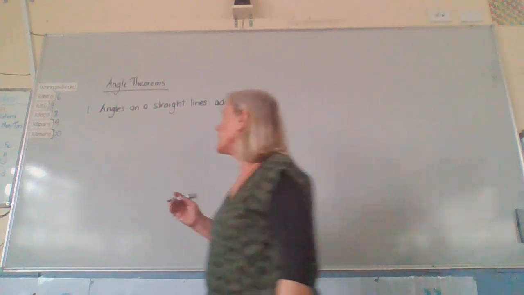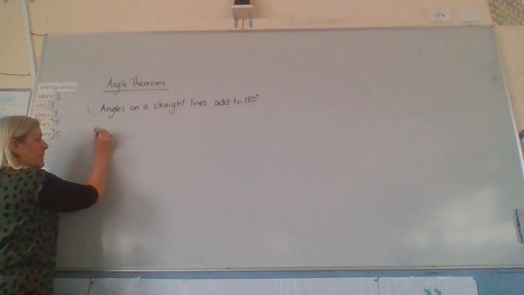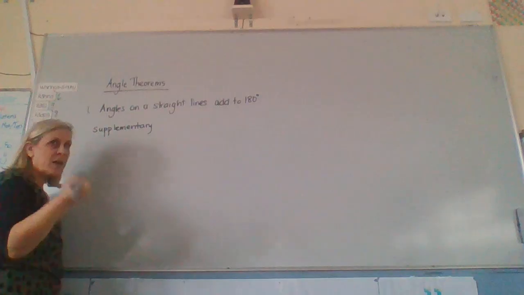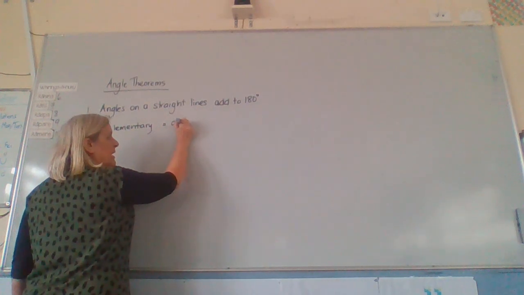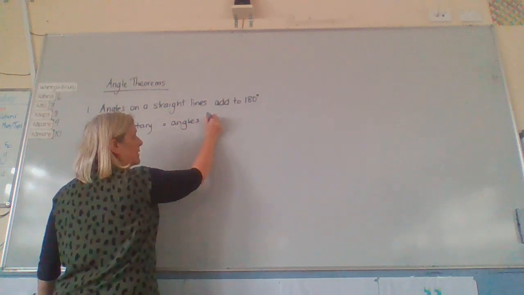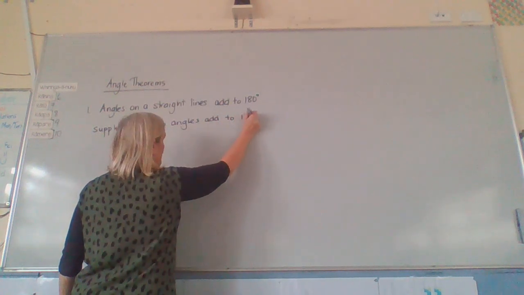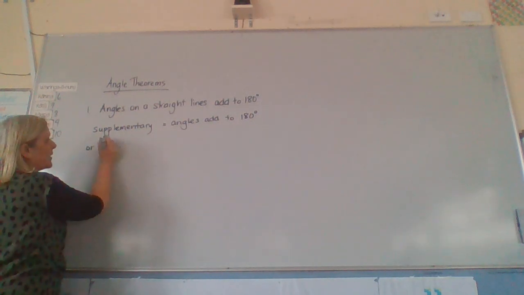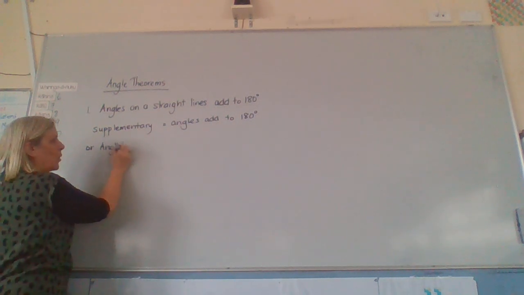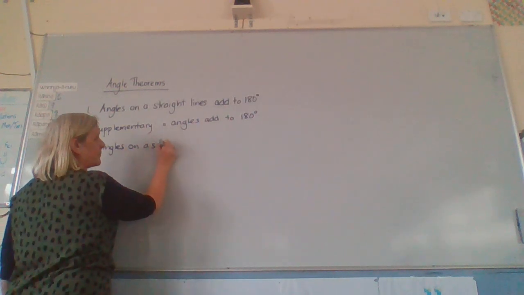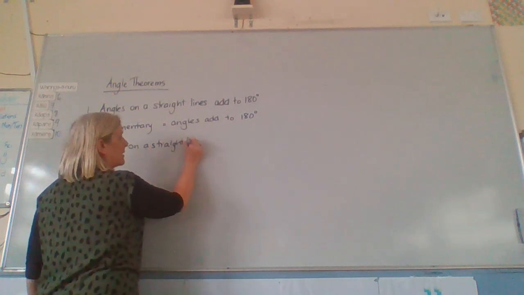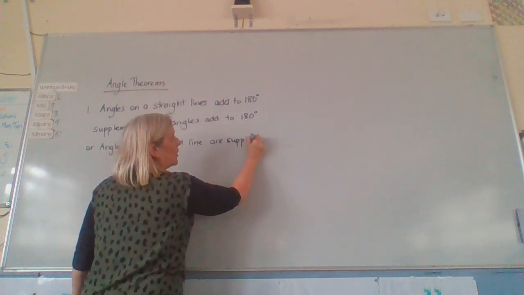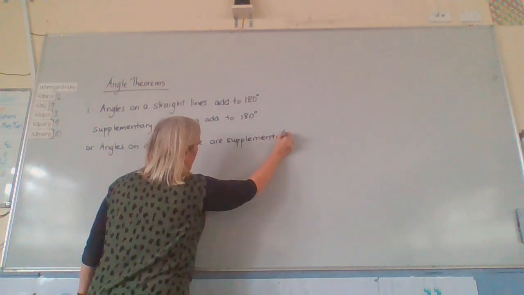So we have this word that's called supplementary. And in maths, that means angles that add to 180. So that means we could have this as our reason, or we could have angles on a straight line are supplementary. Okay, now that's a huge, big, long sentence.